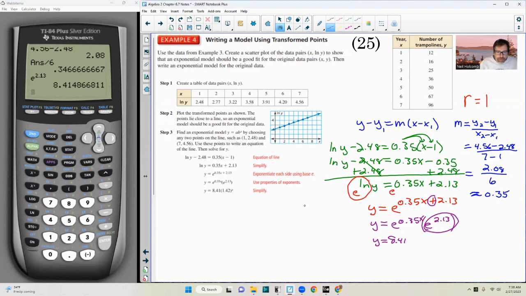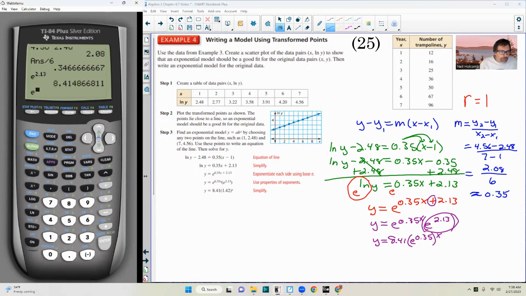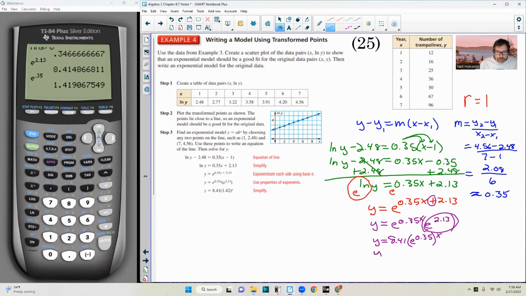Now, e to the 0.35x can be written as e to the 0.35, okay? And then you can put the x outside like this. That's what they're doing here. So then I'm going to take e to the power of 0.35, and that is 1.419, which rounds to 1.42. So that is how they got to 8.41 times 1.42 to the power of x. So here's my a, and here's my b. So now I have an exponential equation. Okay, so that is it simplified.